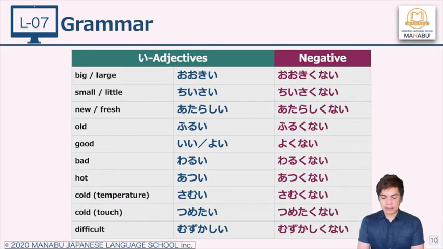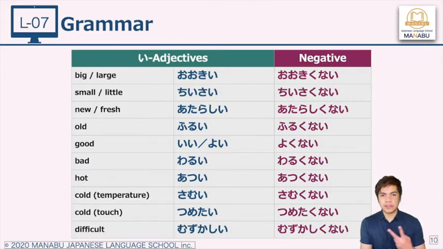Next, when it comes to i adjectives, we drop the i and replace it with kunai. In this table, ōkii, big or large: we drop the i and replace it with kunai, ōkikunai. Next, small is chiisai, so the negative form is chiisa, drop the i, chiisakunai. Next, atarashii: drop the i, then add kunai, atarashikunai.